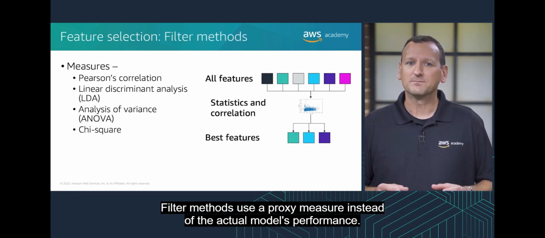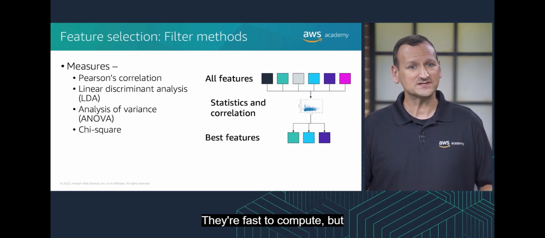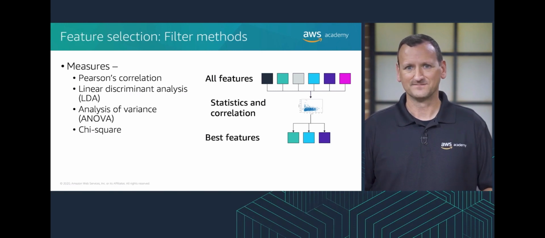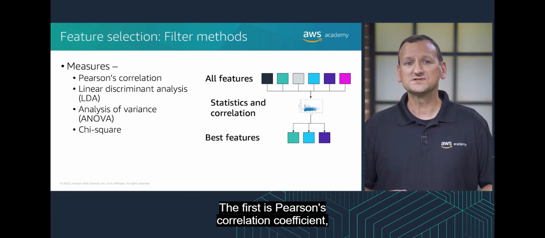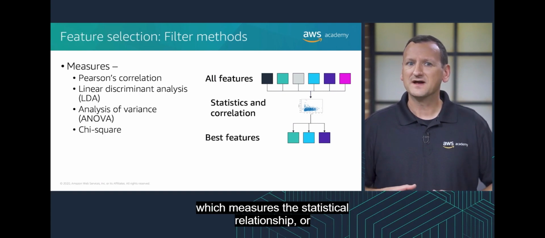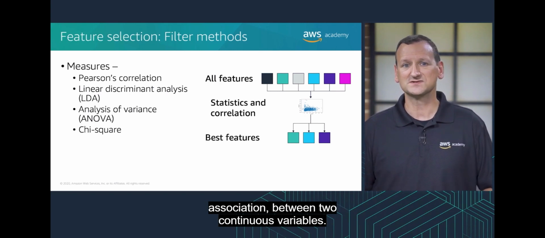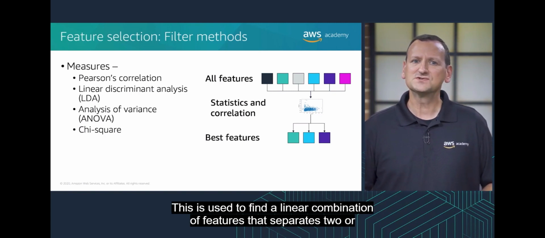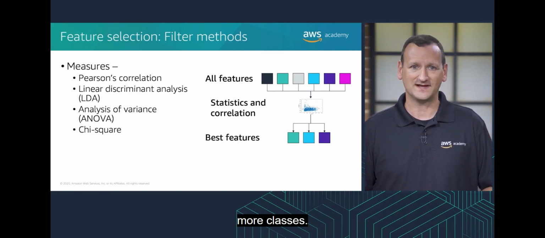Filter methods use a proxy measure instead of the actual model's performance. They're fast to compute, but they can still capture how useful the feature set is. Here are some common measures. The first is Pearson's correlation coefficient, which measures the statistical relationship or association between two continuous variables. The second is linear discriminant analysis, or LDA. This is used to find a linear combination of features that separates two or more classes.